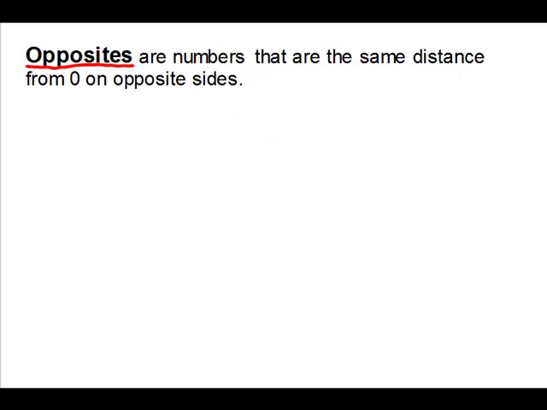The other definition that we need is opposites. Opposites are numbers that are the same distance from 0 on opposite sides. So, for example, 2 and -2 would be opposites. Both are 2 spaces from 0 and they're on opposite sides. Or we could have 5 and its opposite would be -5. Both are 5 spaces from 0 and they're on opposite sides.